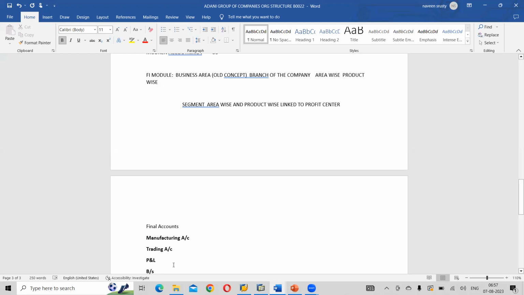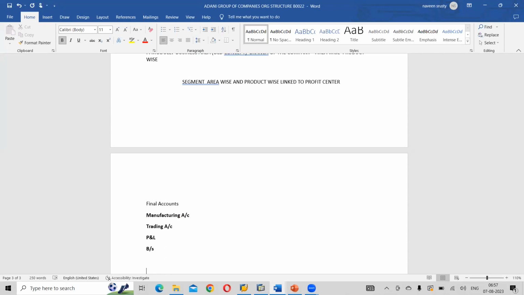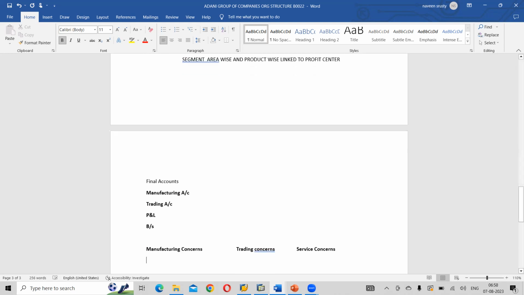See here, the concerns are classified into three types. Remember this. Manufacturing concerns. Second one, trading concerns. And next one, service concerns, nothing but service businesses. Manufacturing concerns will buy the raw material, convert it into finished goods and sell it in the market.